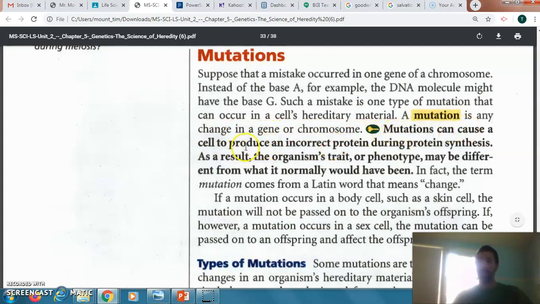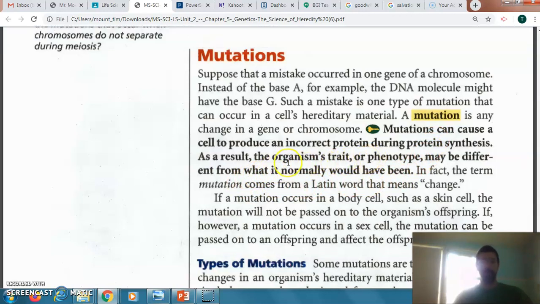Mutations can cause a cell to produce an incorrect protein during protein synthesis. As a result, the organism's trait or phenotype may be different from what it normally would have been. In fact, the term mutation comes from a Latin word that means change. So write down that green yellow key as well. You can pause the video if you need to, if I go on too soon. So that's when they produce an incorrect protein during protein synthesis. That might cause someone to have a different physical characteristic or trait.